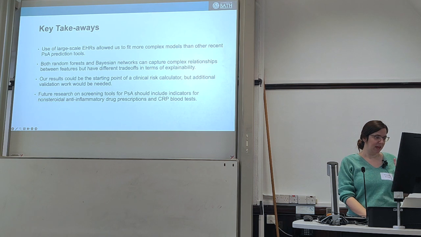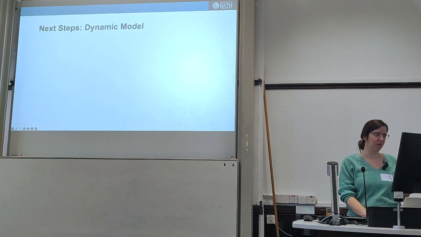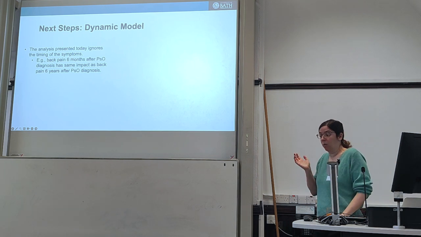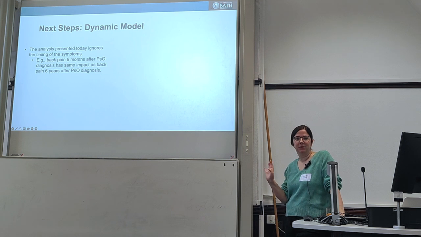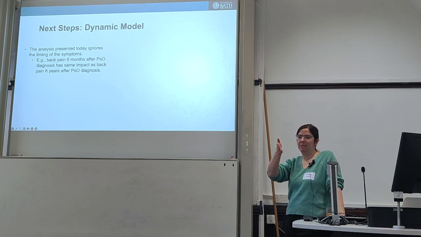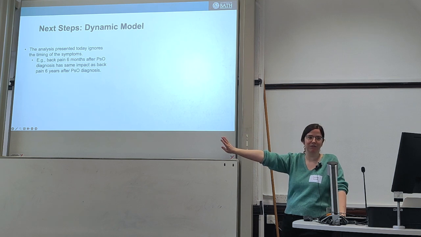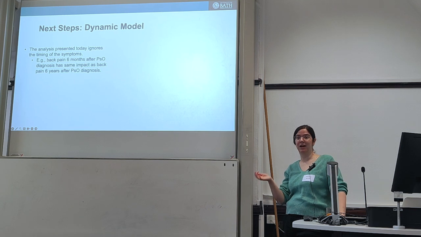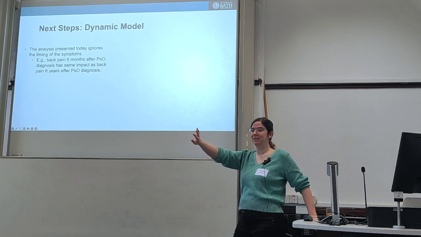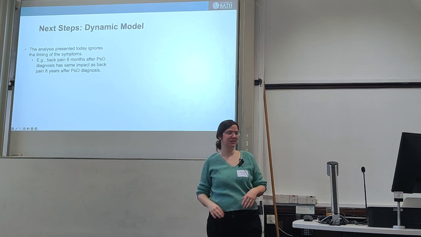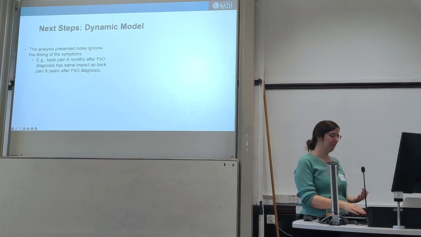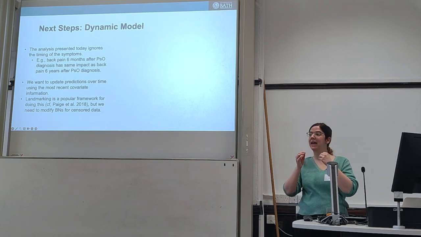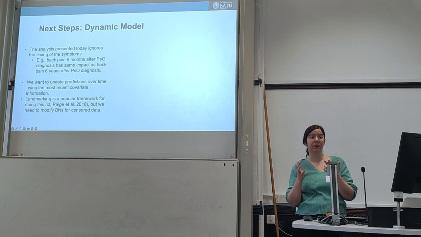Okay, I'm going to skip over the key takeaways in the interest of time and just go to what will be our next steps. The analysis today presents one big flaw, which is that we ignored the timing of the symptoms entirely. So if someone has psoriasis and then back pain 6 months later and then nothing for a very long time, that person looks the same in the data set, in terms of what we fitted, as a person who has psoriasis, nothing for 6 years, then back pain, then a PSA diagnosis, which is clearly a flaw. We want to use something where we can update the predictions over time and take into account the timing of that varying information.